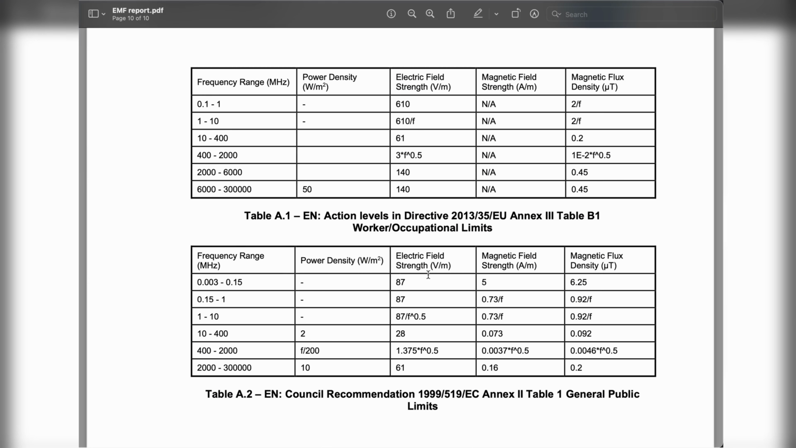And as we can see from this table, besides the electromagnetic power density, we also need to calculate the electric field strength, magnetic field strength, and the magnetic flux density. But as we know from Maxwell's equations, all of those things are closely linked to one another and can be calculated effectively with the same formula.